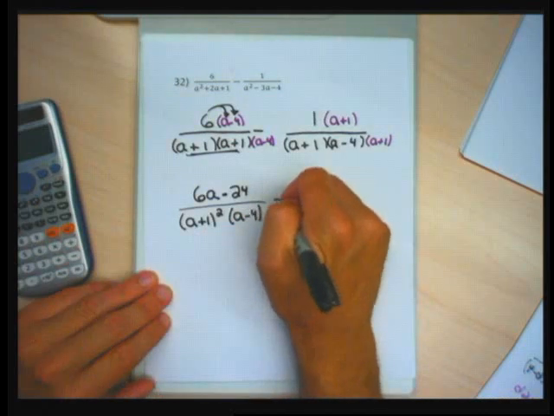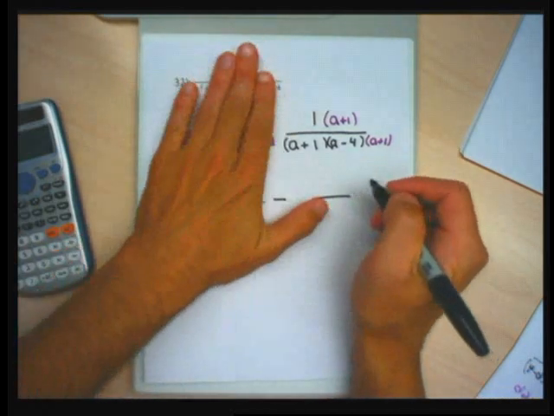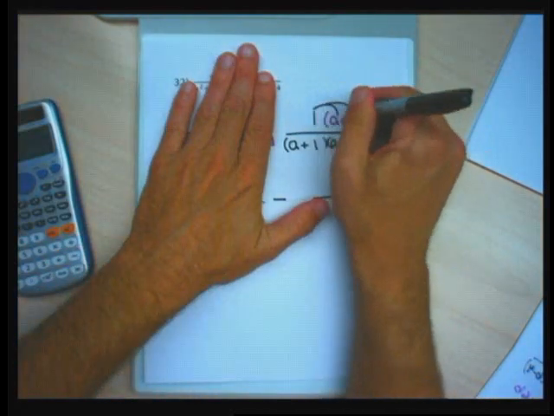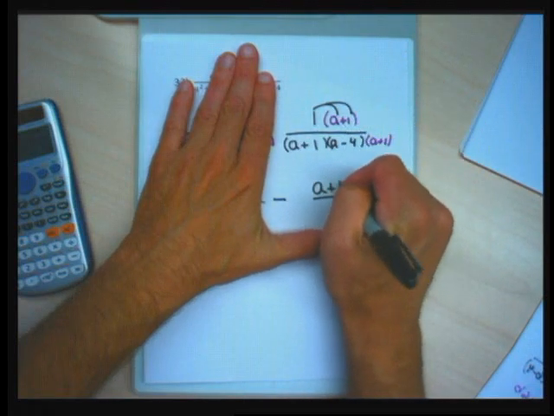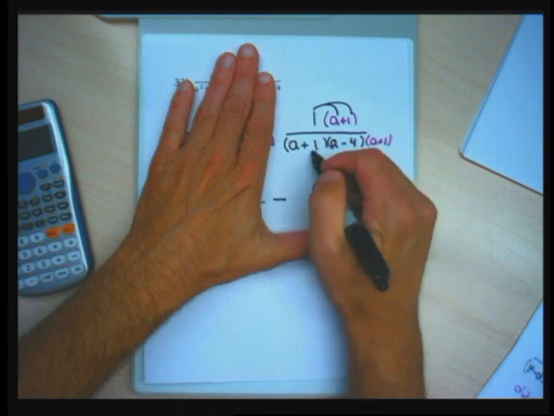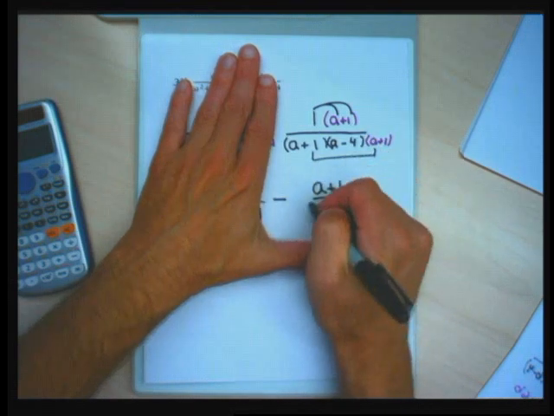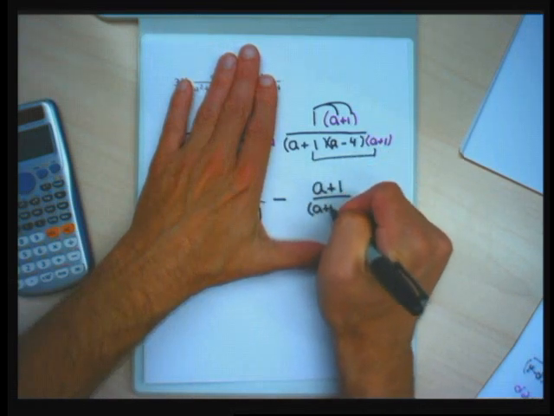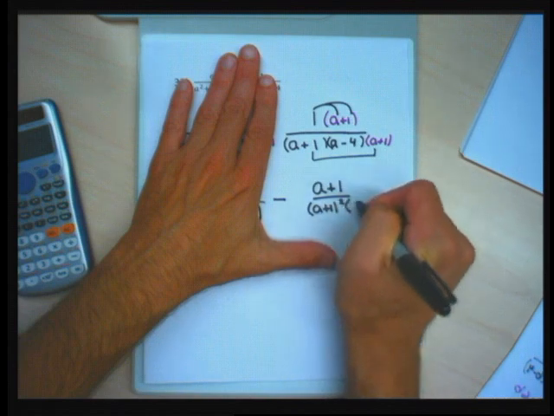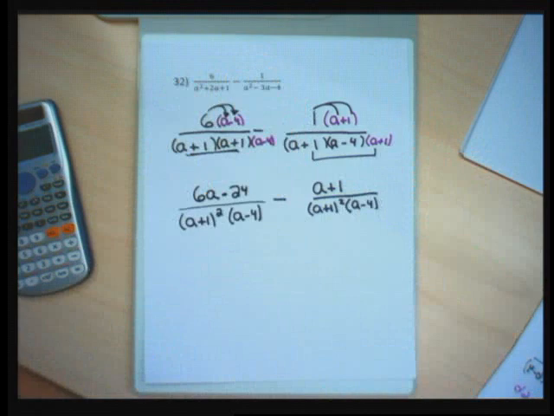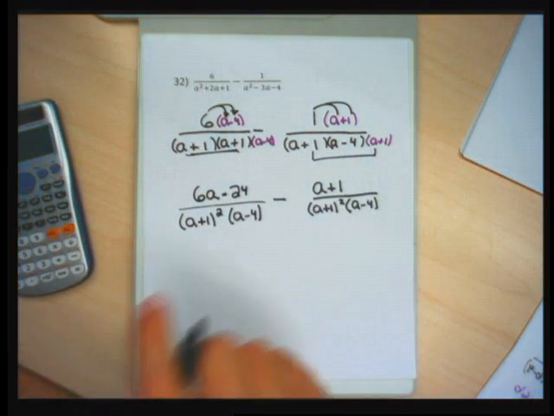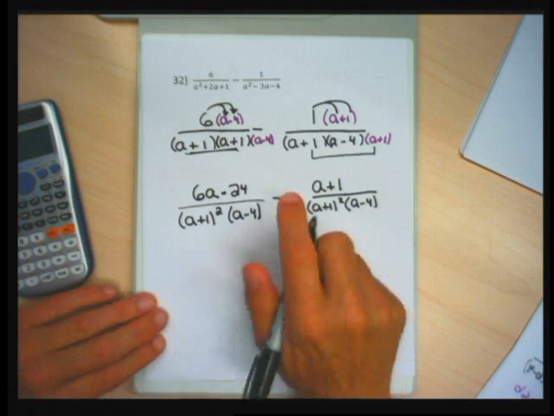The second fraction, I'm not worried about the minus sign yet. I'm going to multiply the 1 through the numerator, and 1 times anything is going to be itself, so I'm going to leave that a plus 1. And again, I'm going to write the denominator as a plus 1 squared times a minus 4, because I can multiply those a plus 1s and write them as a plus 1 squared. Now I'm going to worry about the minus sign when I make the two fractions into one.